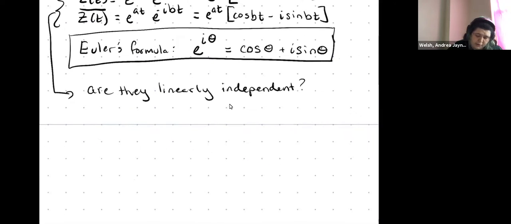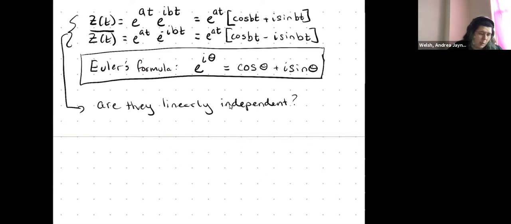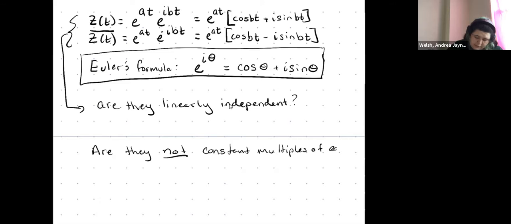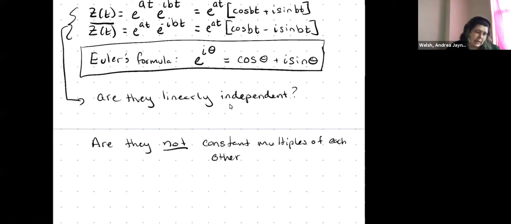So in order to check that, we want to make sure that they're not constant multiples of each other. If they are, we have a problem, and we need to think of some other sort of solution. But let's check before we start worrying about what other solutions we might have.